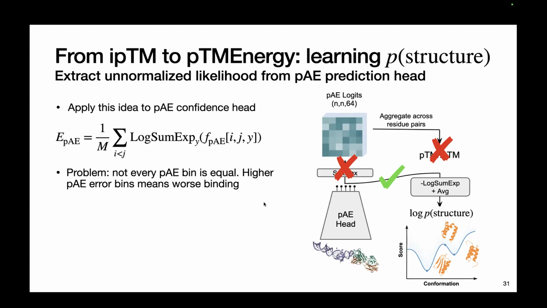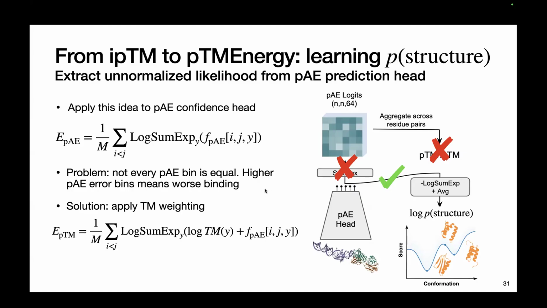And of course, not every PAE bin is equal. A higher PAE bin means worse binding, so we actually apply the TM weighting to different PAE bins, and this gives us a PTM energy, which is similar to this IPTM score, but as I will show later, it gives you a smoother landscape.